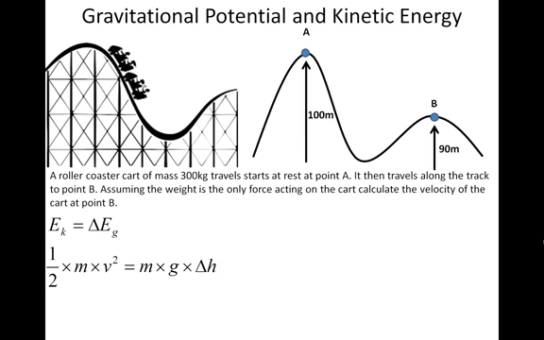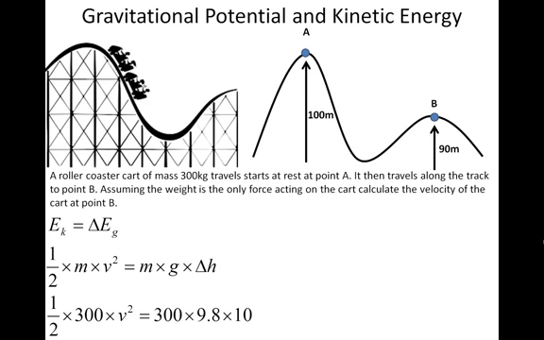Now that we have that, we can use the numbers we've been given in the question. We know the mass of the cart is 300 kilograms, so m is going to be replaced by 300. We also know that the change in height, delta h, is 10 meters. And finally, we know that the gravitational field strength is 9.8. Once we've worked out all of those numbers, we can plug them in. This is substitution. So we now have a half times 300 times v squared equals 300 times 9.8 times 10.